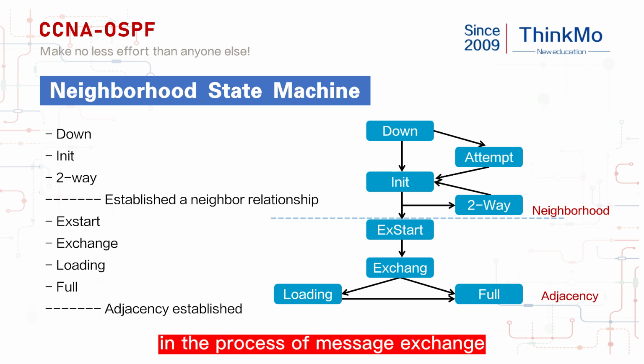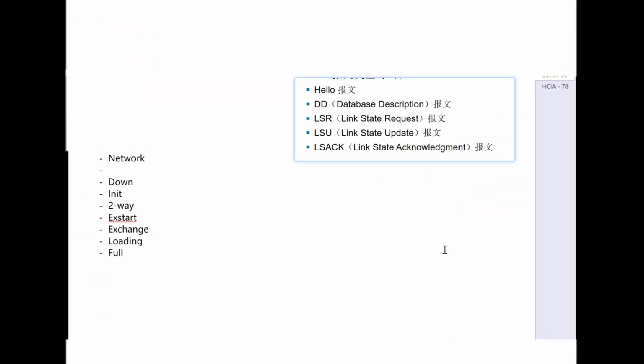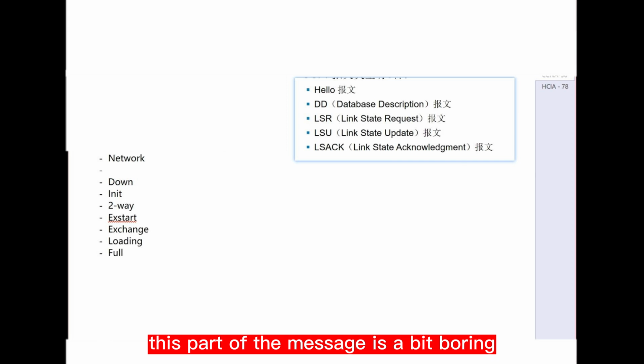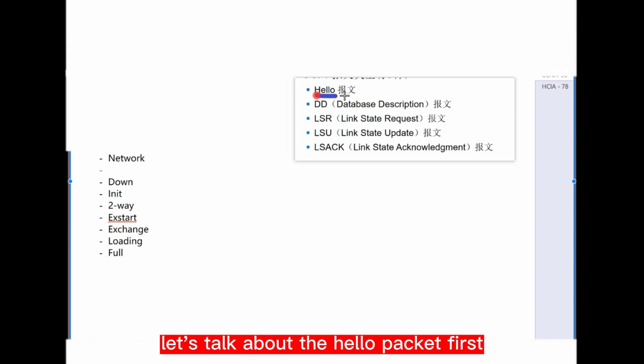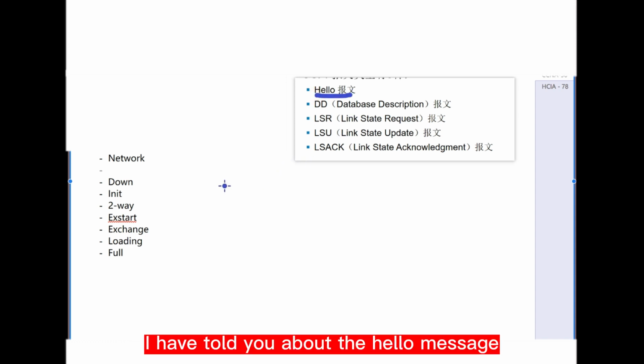In the process of message exchange, the state will be switched. So how do we switch the state? Let's look at the 5 messages. This part of the message is a bit boring, so please pay attention. Let's talk about the hello packet first. I have told you about the hello message.